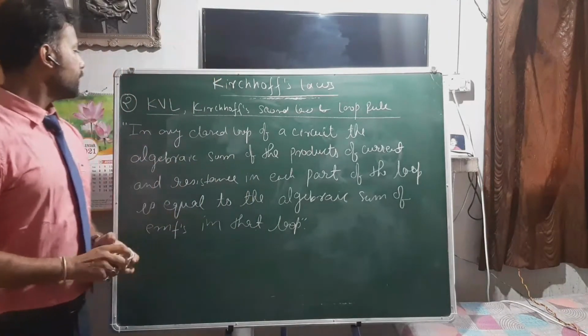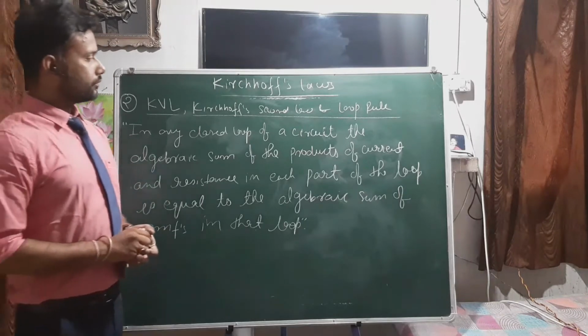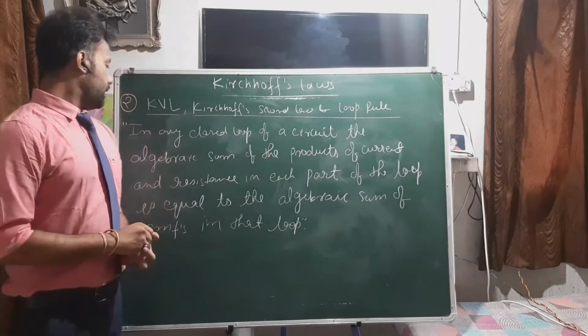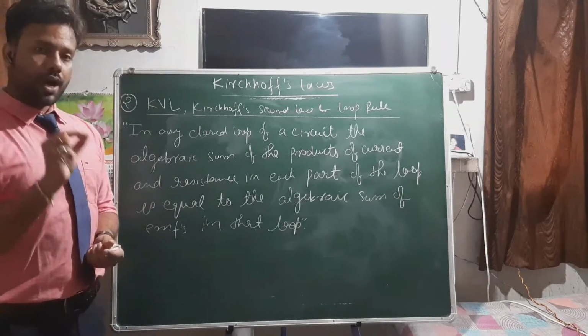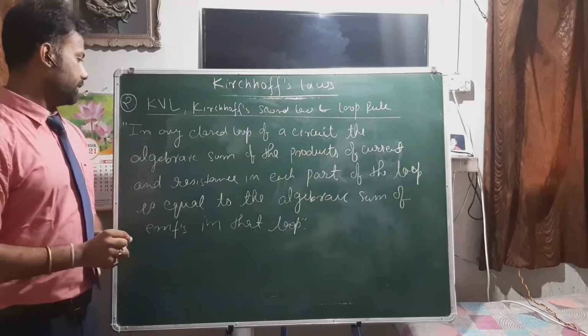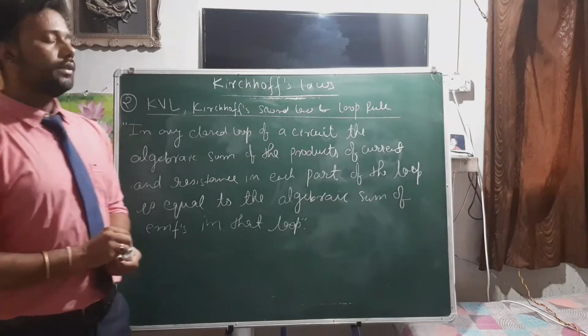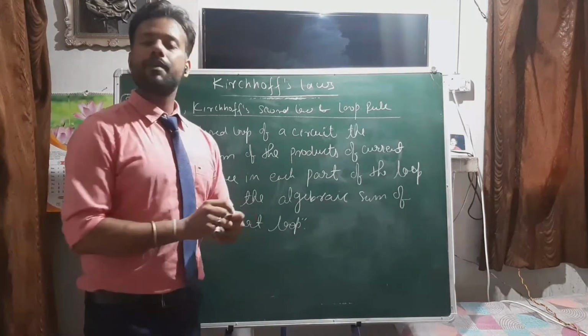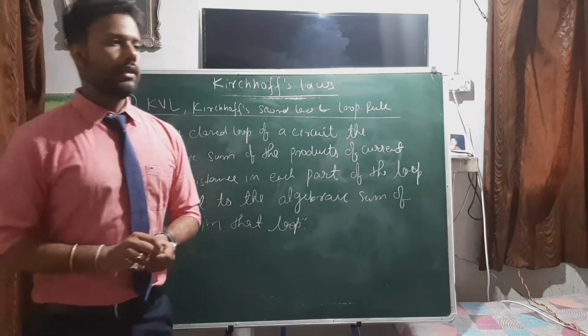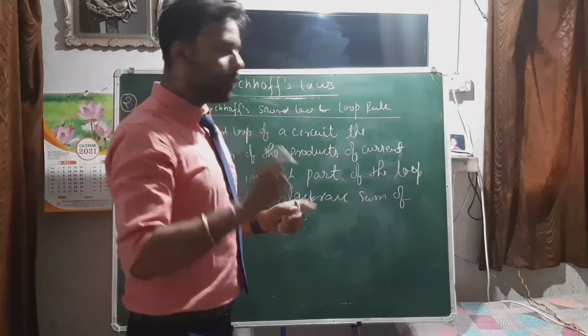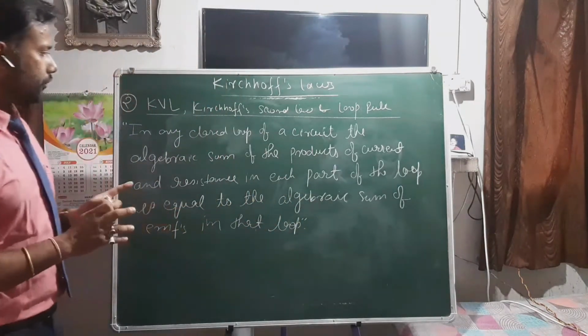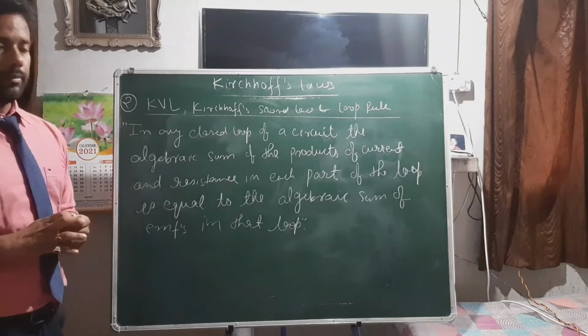What it says is, in any closed loop of a circuit, the algebraic sum of the products of current and resistance in each part of the loop is equal to the algebraic sum of EMFs in that loop. That means suppose you have a closed loop. Closed loop means you can take the screenshot because I'm going to rub it.